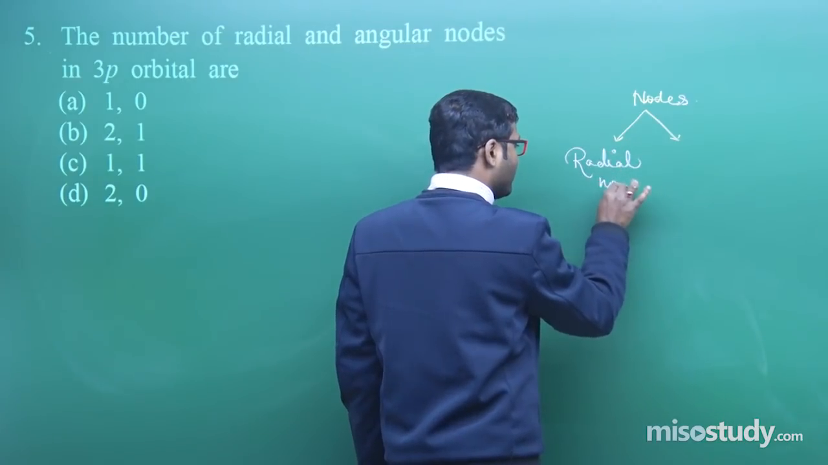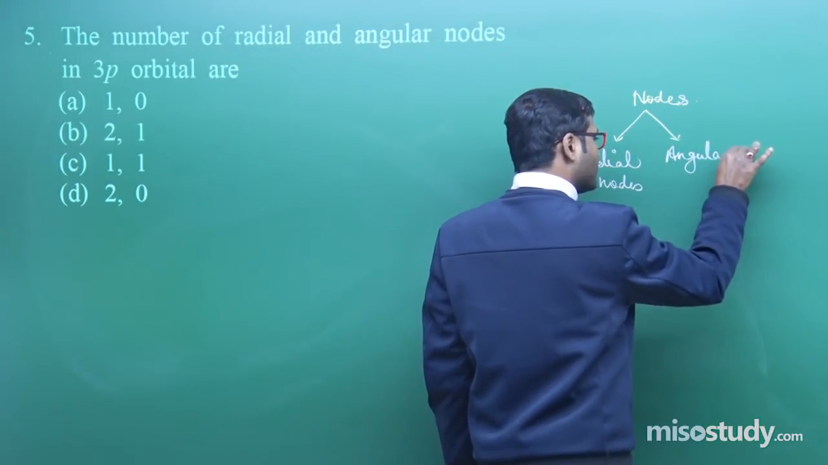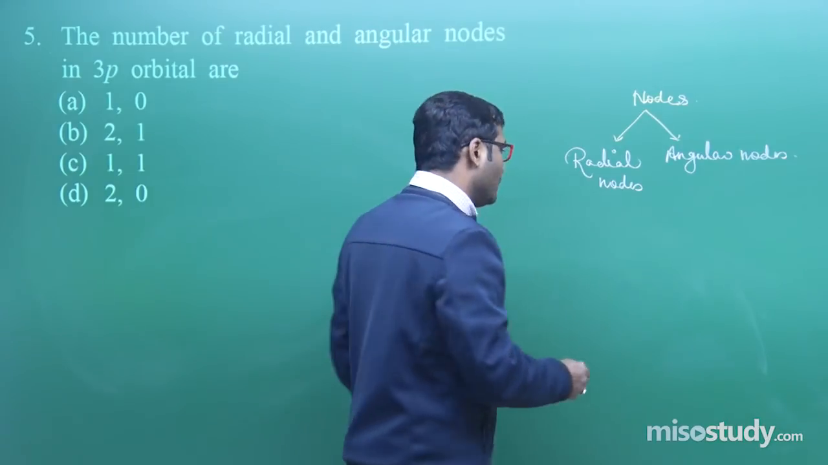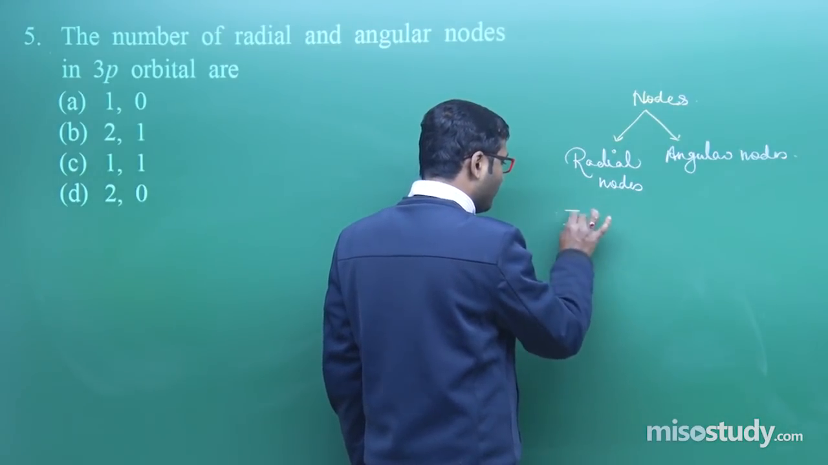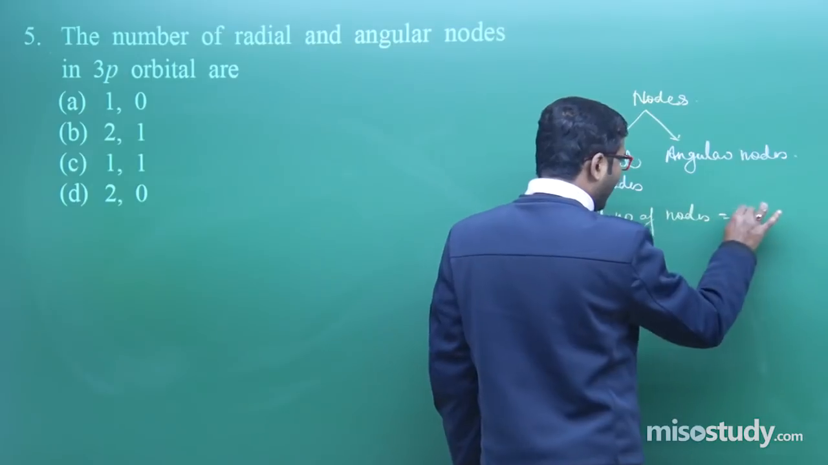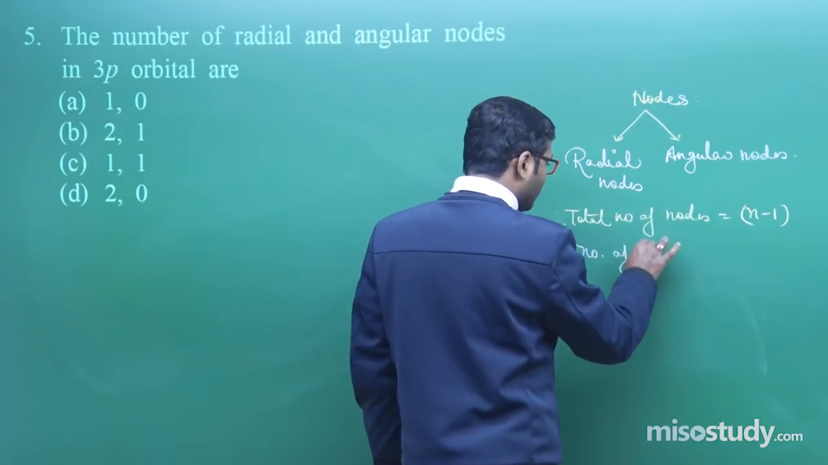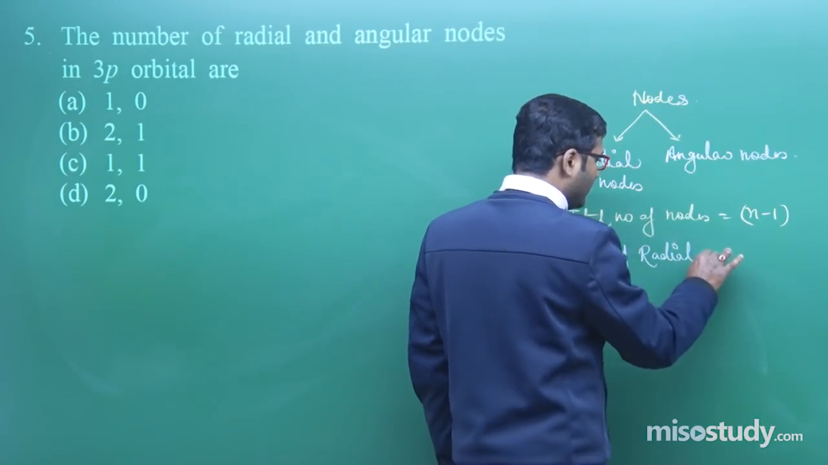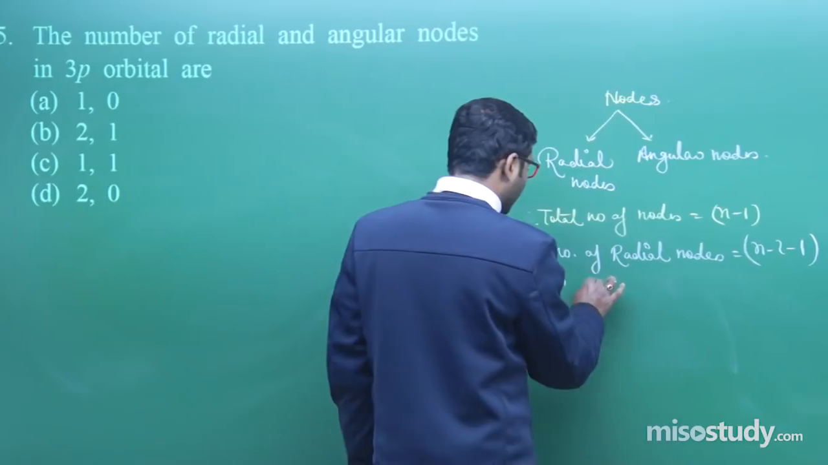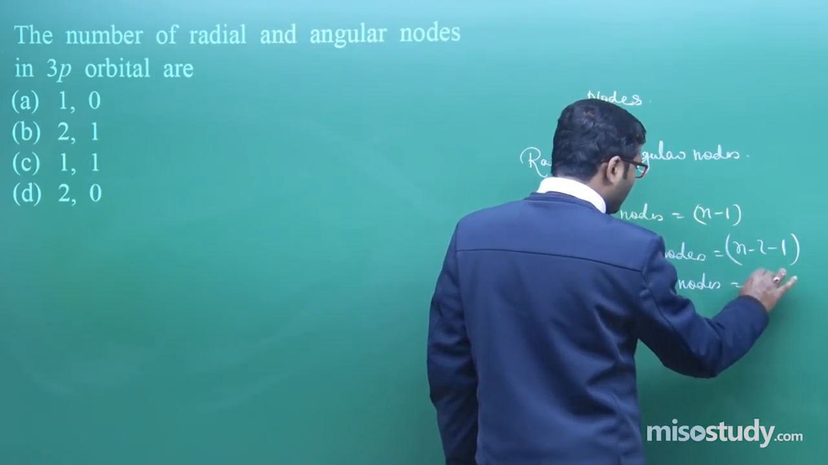Radial nodes, and the second one is angular nodes. Now, how do we find the number of radial nodes and angular nodes? The total number of nodes has the formula n minus 1. Clear? The number of radial nodes will be equal to n minus l minus 1, and the number of angular nodes will be equal to l.